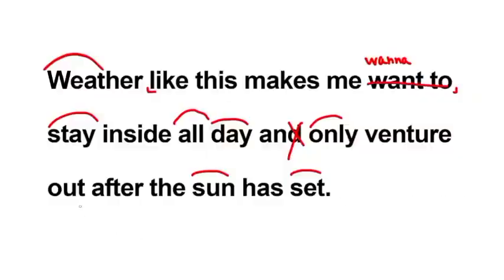And I put a little break here after out. I make that a stop T. If I didn't put a break and I was linking it in, then it would be a flap T because it would come between two vowels or diphthongs. Out after. But I said venture out, after the sun has set. So I put a little break there, breaking up my longer sentence into smaller thought groups.